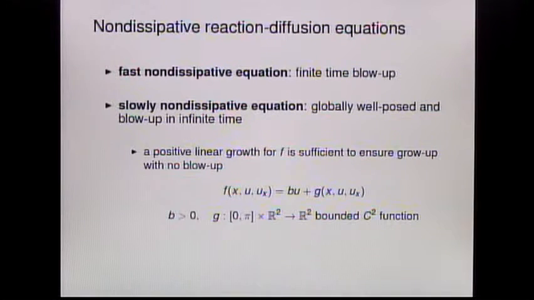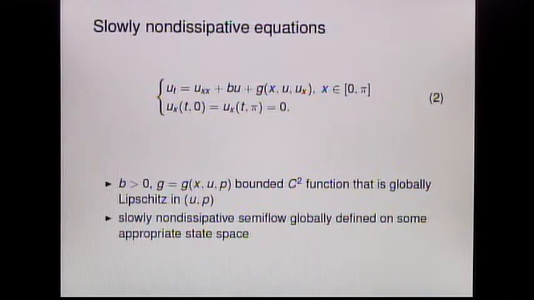It turns out that the simplest interesting case is to consider a positive linear growth for our nonlinearity f. So if we say that our function f is of this form, where b is a strictly positive constant and g is a bounded C2 function, then we can guarantee that this equation with this nonlinearity will be a slowly non-dissipative equation. This means that all the solutions will be globally defined, but at least one will blow up in infinite time. We refer to the solutions that blow up in infinite time as grow-up solutions. So if f is of this form, then this will ensure grow-up with no blow-up.